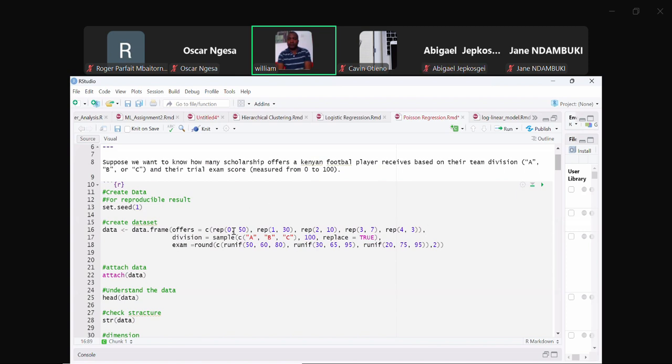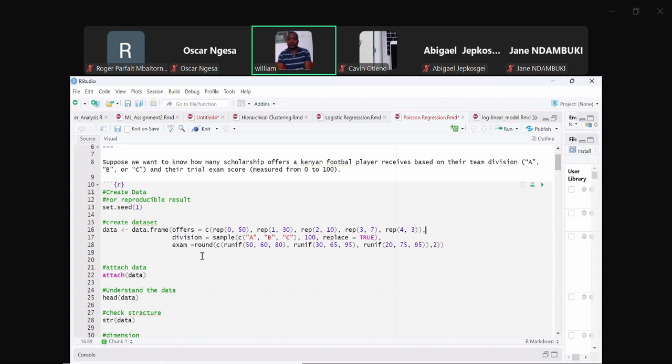So for offers, I wanted 50 players who didn't receive an offer, 30 players, sorry, who received one offer, 10 players who received 2 offers, 7 players who received 3, and 3 players who received 4 offers. And then in division, we have a sample of A, B, C. So we have 100 samples based on this number.